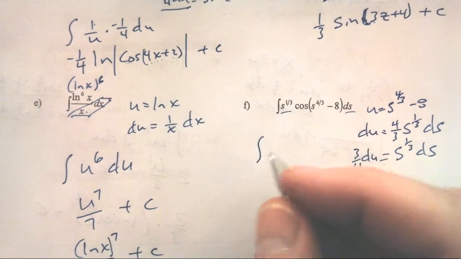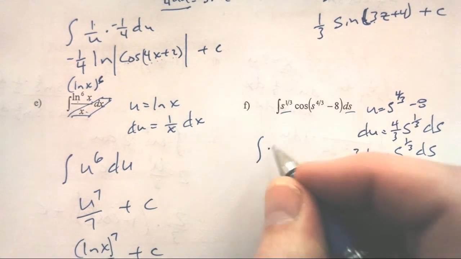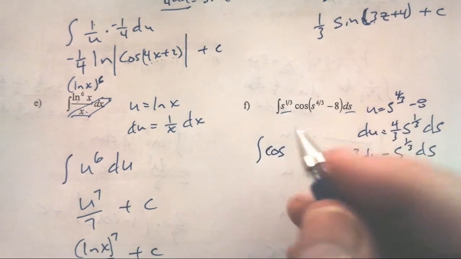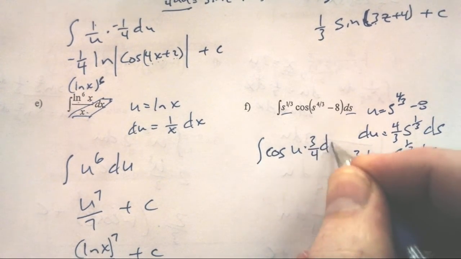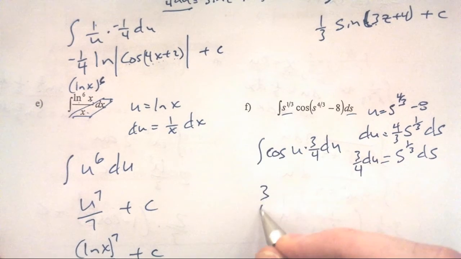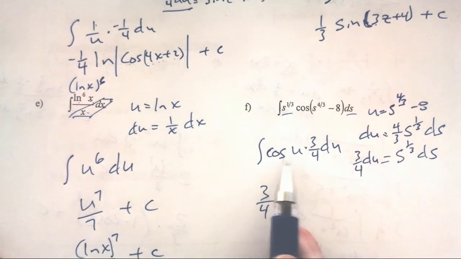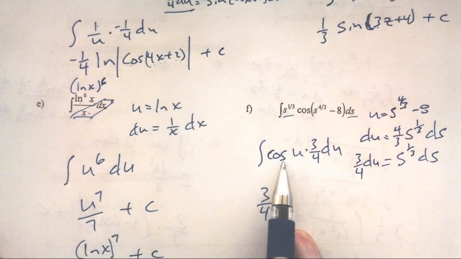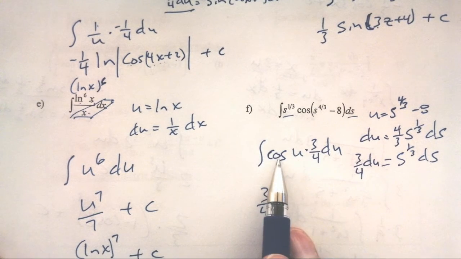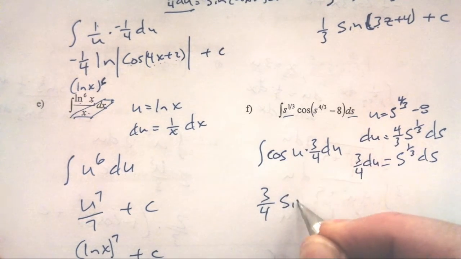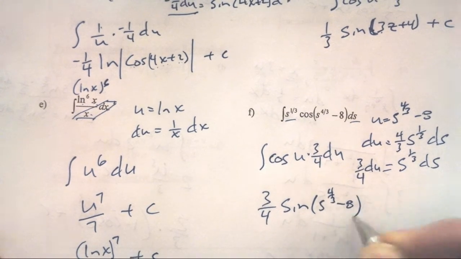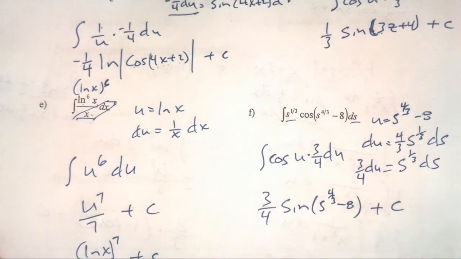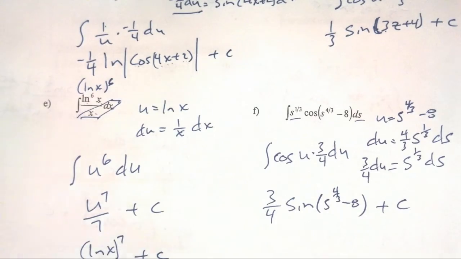I get integral cosine of u times 3/4 du, or 3/4, bring it out in front, integral of cosine. Cosine's antiderivative is plain old sine, sine of u, but u is s to the 4/3 minus 8, plus c. No way is it that easy.